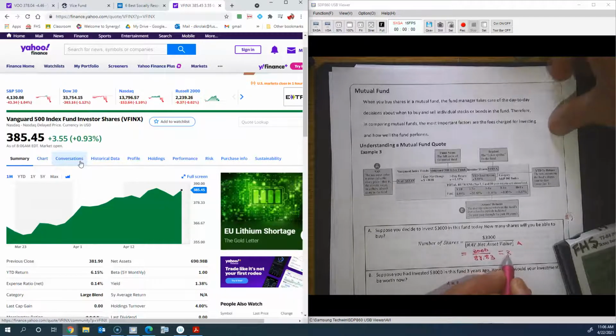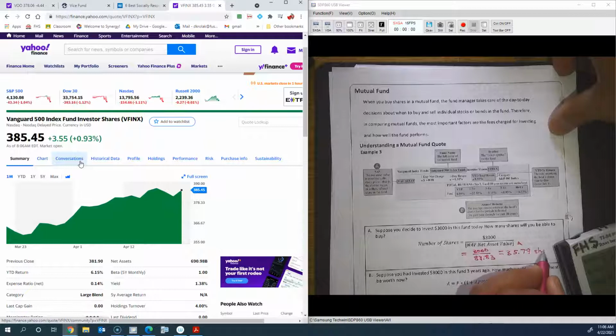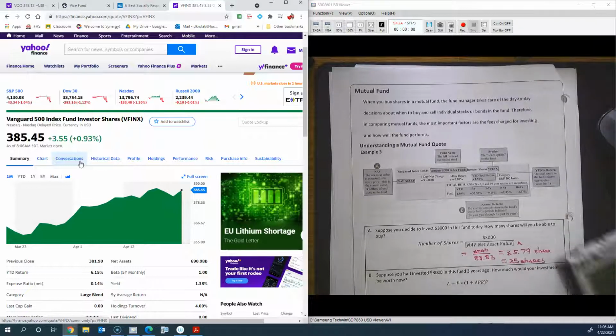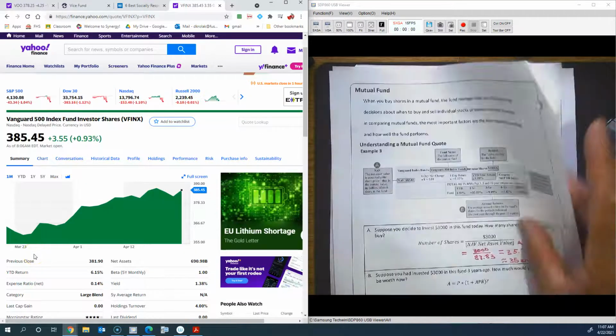Okay, and you could purchase 35.79 shares. So you would always round that down. You would buy 35 shares. That's how much your $3,000 would buy.